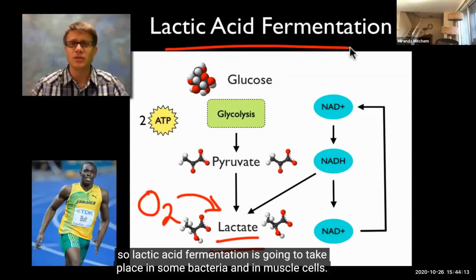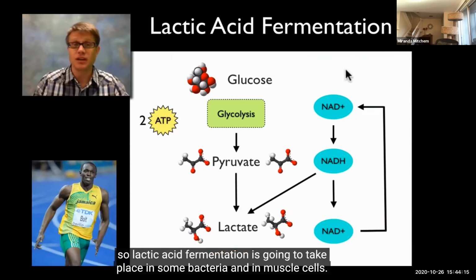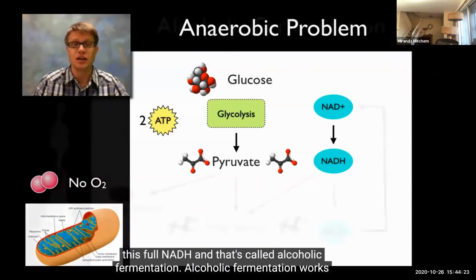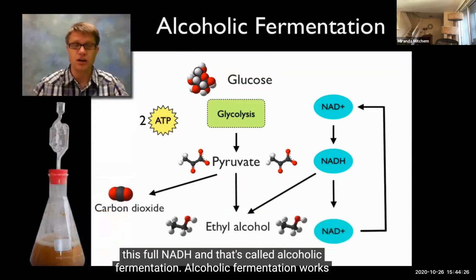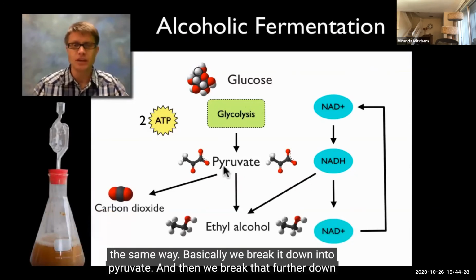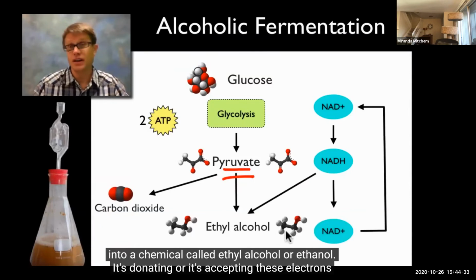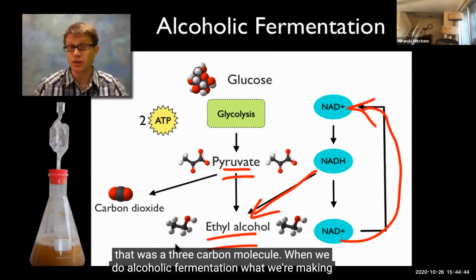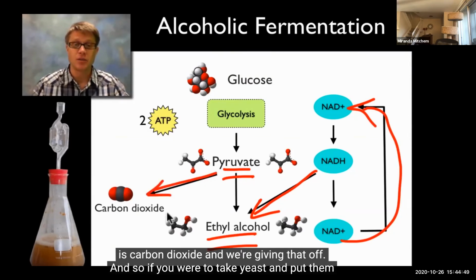And so lactic acid fermentation is going to take place in some bacteria and in muscle cells, but we have another solution to this anaerobic problem of stopping right here with this full NADH, and that's called alcoholic fermentation. Alcoholic fermentation works the same way. Basically, we break it down into pyruvate, and then we break that further down into a chemical called ethyl alcohol or ethanol. It's accepting these electrons so it can recycle this NAD plus again. The only difference here is that when we made lactate, that was a 3-carbon molecule. When we do alcoholic fermentation, what we're making is carbon dioxide, and we're giving that off.